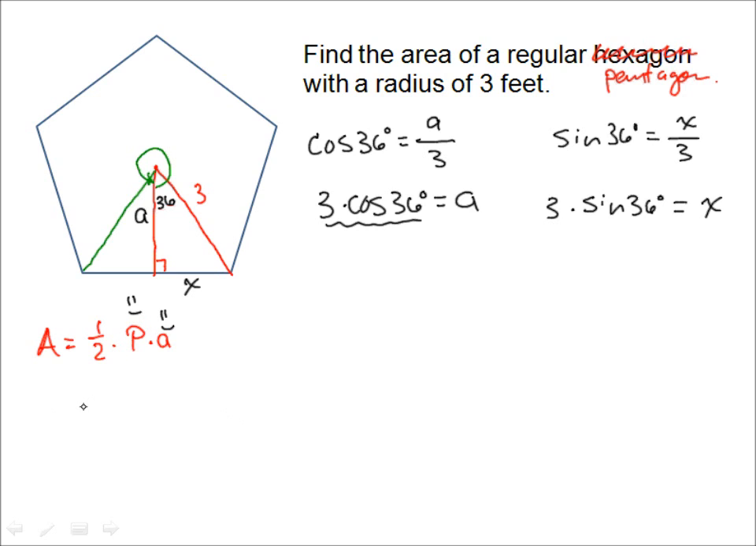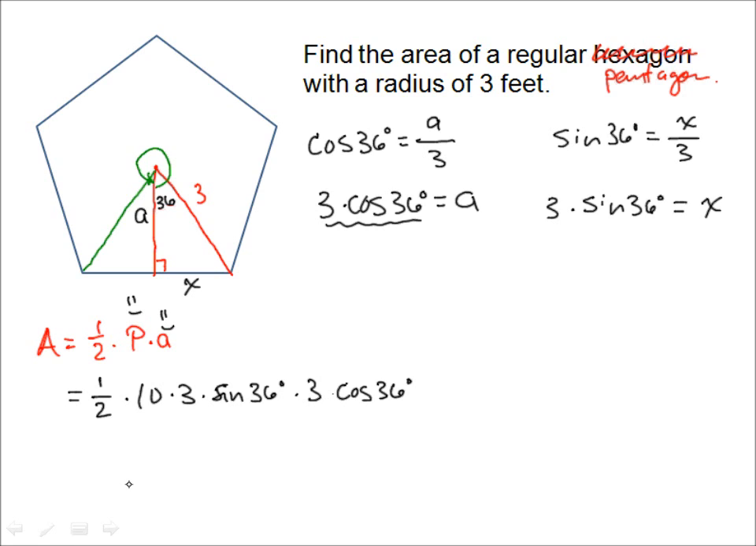So the area of this regular polygon is literally equal to 1/2 times 10 of these x's. And I'll just go ahead and write it as 10 times the x's, 3 times the sine of 36 degrees, and then times the length of the apothem, which is 3 times the cosine of 36 degrees. And if you can grab your calculator and evaluate this with me, it looks like I have 1/2 times 10, of course, is 5.